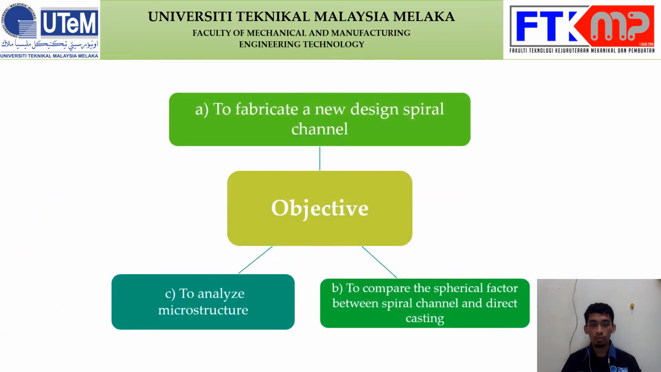We move to the objectives of this project. Point number one, to fabricate a new design of spiral channel. Second, to compare the spherical factor or the roundness of the microstructure between the spiral channel process and direct casting. And lastly, to analyze microstructure data using the t-test analysis method.